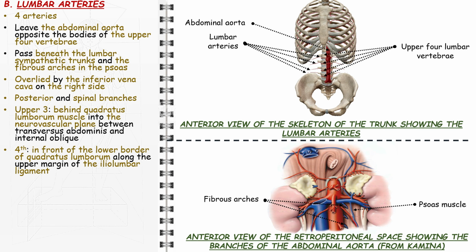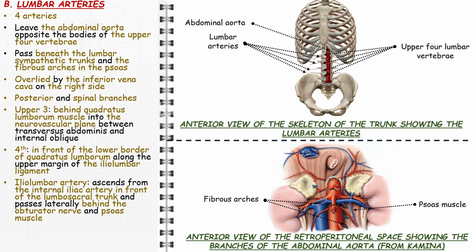It ascends from the pelvis in front of the lumbosacral trunk and passes laterally behind the obturator nerve and psoas muscle. The lumbar branch supplies psoas and quadratus lumborum and gives a spinal branch which enters the L5-S1 intervertebral foramen. The iliac branch runs into the iliac fossa, supplying iliacus and the ilium, and ends in the anastomosis at the anterior superior iliac spine.